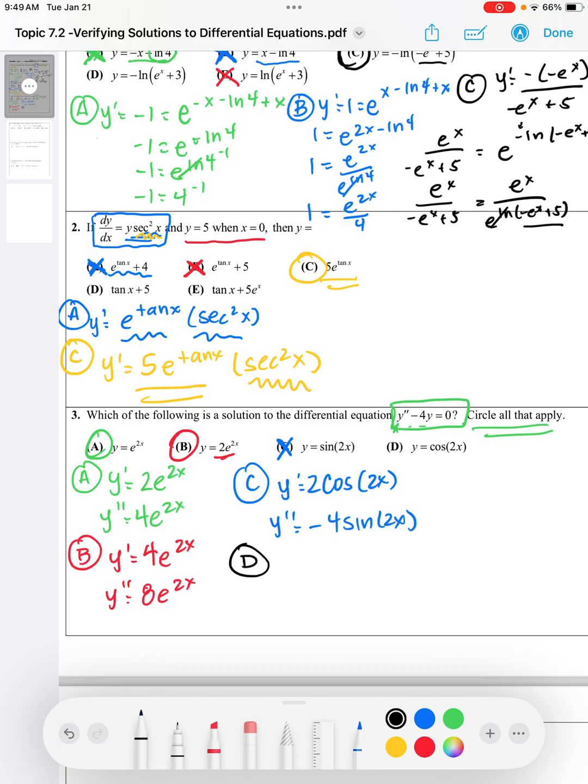All right, let's try D. So my first derivative of cosine is going to be negative sine, times the derivative of the inside, so negative 2 sine of 2x. And then the second derivative, the derivative of sine is cosine, so that's going to be negative 4. Okay, and the signs are the same on this one as well. So if I take my second derivative, negative 4 cosine of 2x, and I subtract 4 of these, we're going to keep it being negative, so they will not cancel each other out. So D does not work.